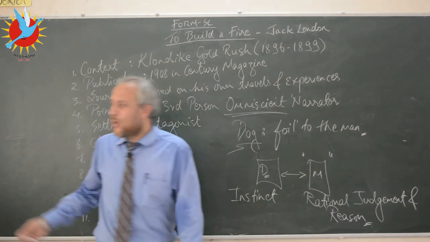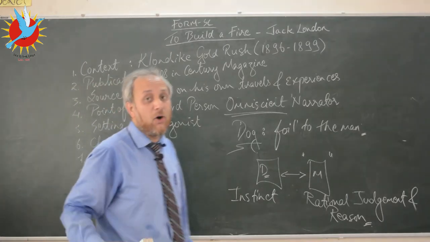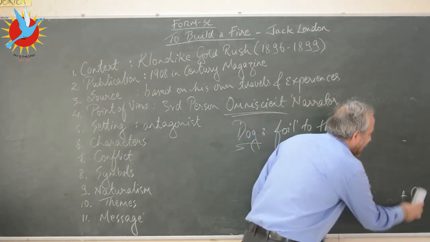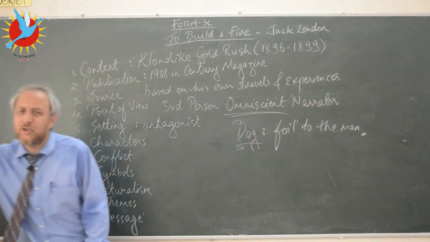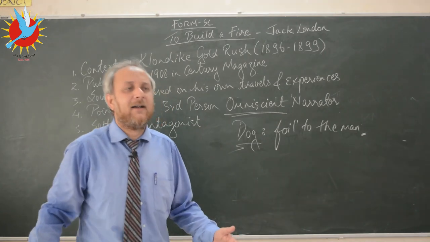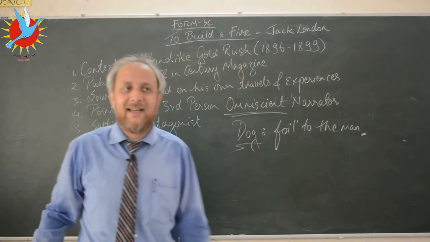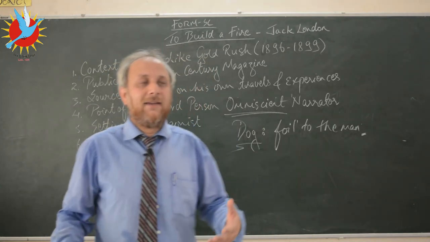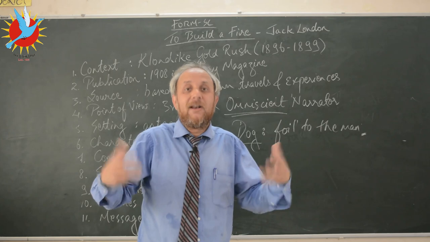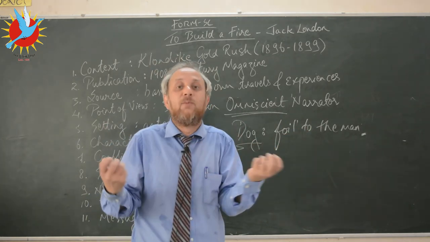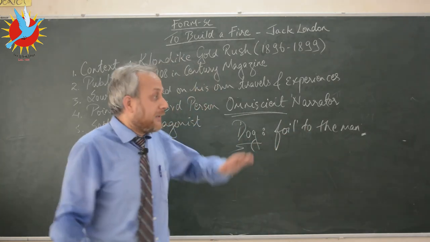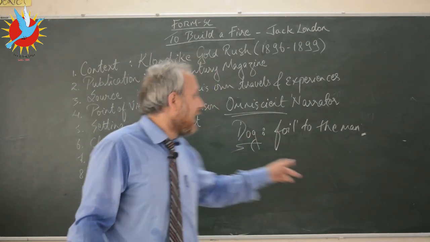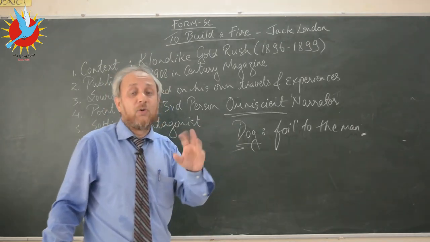Okay, and let's also explore, kids, the relationship between the dog and the man. We have this notion that dogs are mankind's best friend, a man's best friend, dogs are loyal creatures, and we human beings in general are very close to dogs. We share a close emotional bond with dogs. But here, the way the narrator has spoken about the dog, one clearly figures out that the two of them don't share a close relationship.